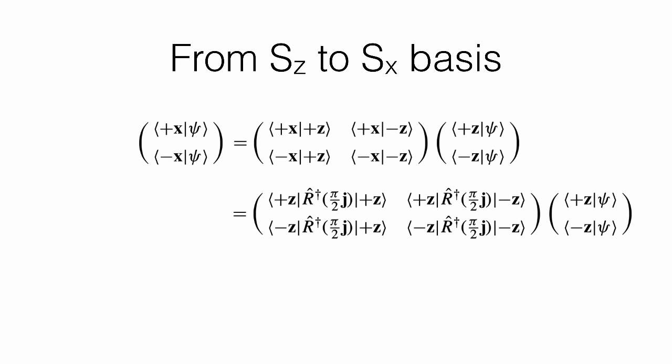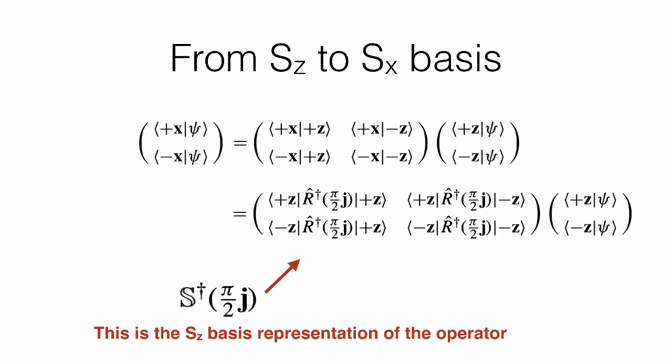Now we can go one step further and replace the bra plus x by a rotation r dagger on the bra plus z, and so on and so forth for the other part of the matrix. And when you do that, you find that the change of representation for the ket psi from plus z to minus z is obtained by a matrix. And you see, it looks like the matrix is the representation of our dagger. So if we use our dagger, we can actually move from the plus z representation to the plus x representation.